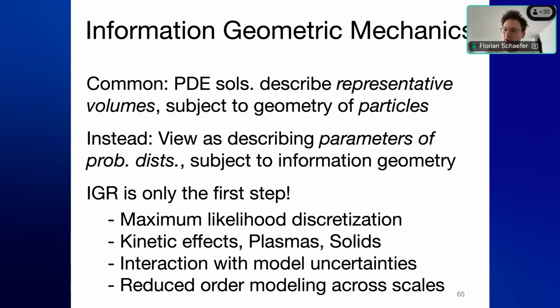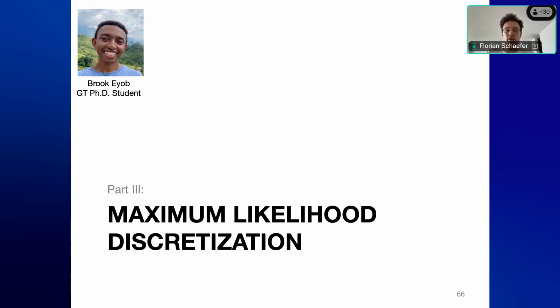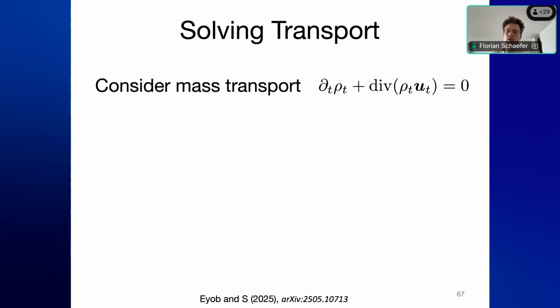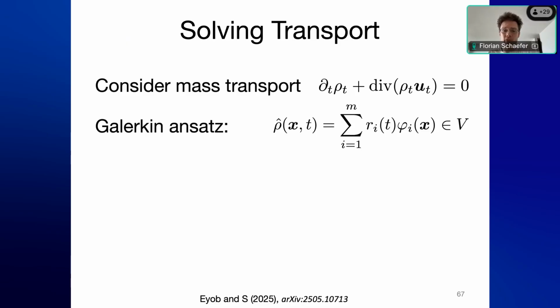Before I briefly talk about sigma, I want to give you one more example of this approach, which is a very recent work with my PhD student, Brooke, which again follows this idea of: if we understand continuum mechanical solutions as parameters of probabilistic models, how should that change how we interact with them? And so maximum likelihood discretization is concerned not with a PDE level regularization, but instead with the discretization of a PDE. And so for starters, we're just going to consider the transport equation, with which I'm sure this audience is familiar.